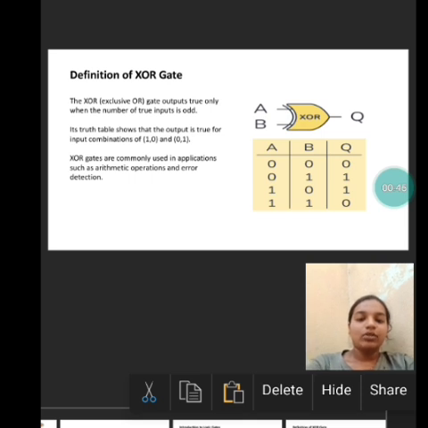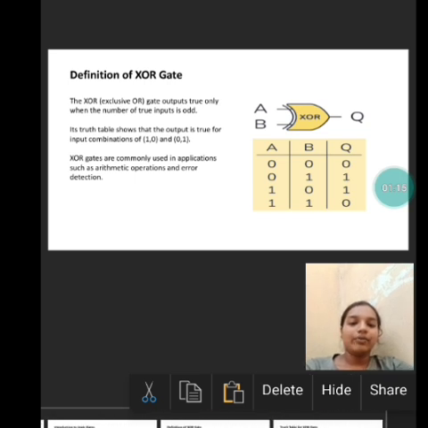Next slide is about the definition of the XOR gate. XOR is also known as the exclusive OR gate. It outputs true only when the number of true inputs is odd. Its truth table shows that the output is true for the input combinations 1, 0 and 0, 1. XOR gates are commonly used in applications such as arithmetic operations and error detection.